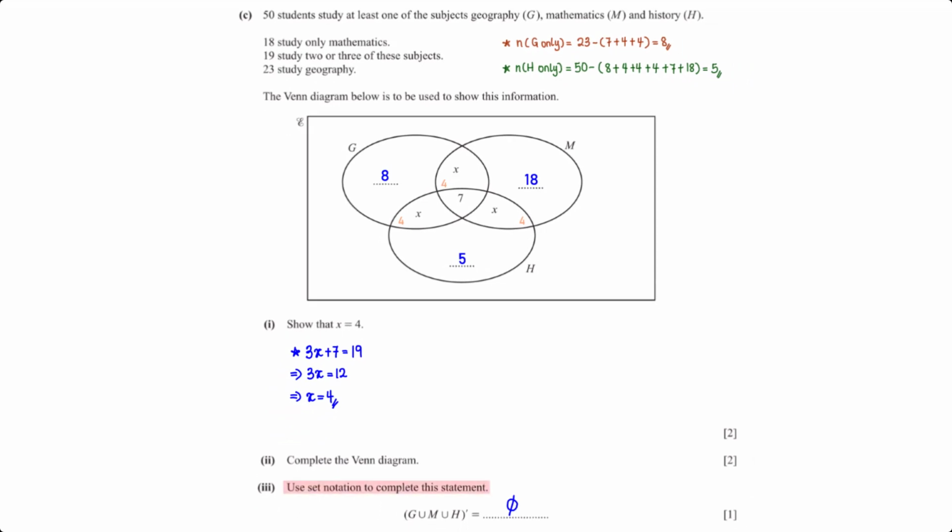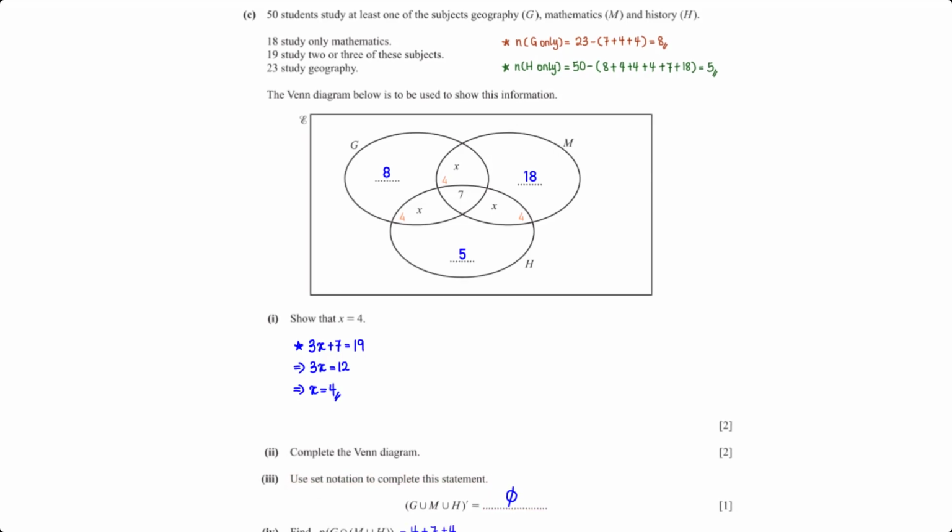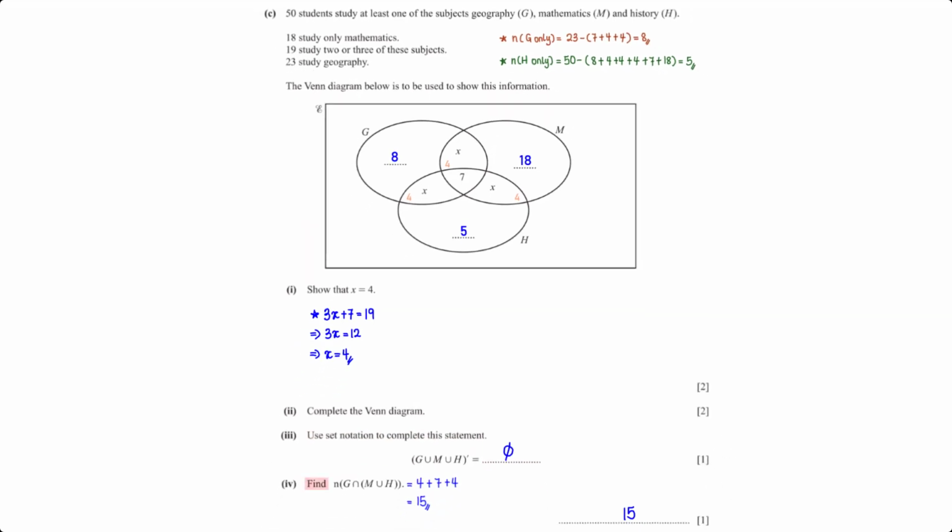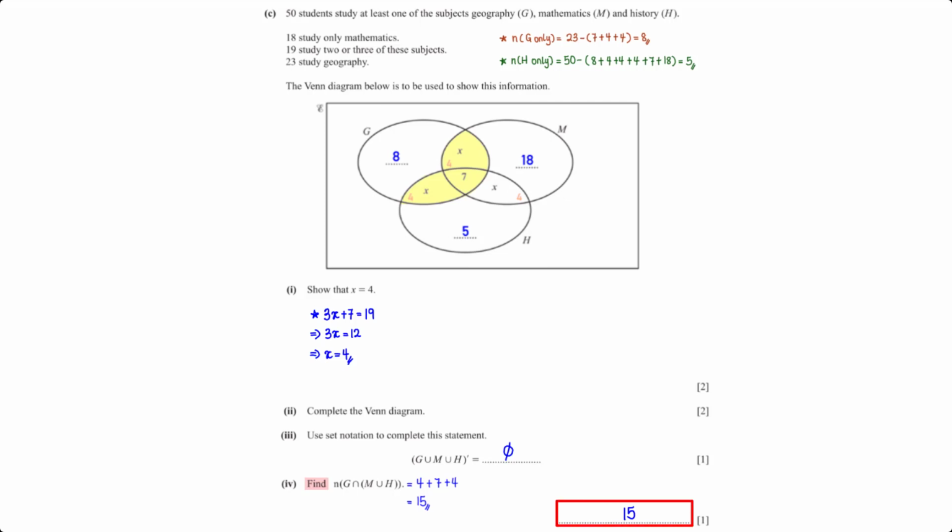Use set notation to complete the statements. (G union M union H) complement equals blank. We are to list the elements in the region outside G union M union H. There are no elements in this region, so we have a null set. Find the number of elements in G intersection (M union H). From the Venn diagram, the number of elements in this region is 15.